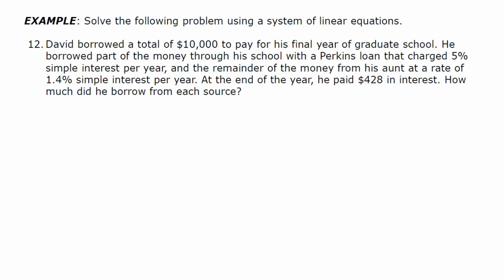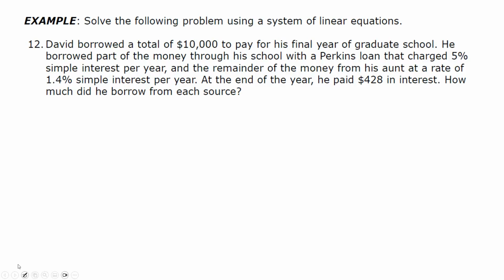Next one. David borrowed a total of $10,000 to pay for his final year of graduate school. He borrowed part of the money through his school with a Perkins loan that charged 5% simple interest per year, and the remainder of the money from his aunt at a rate of 1.4% simple interest per year. At the end of the year, he paid $428 in interest. How much did he borrow from each source?